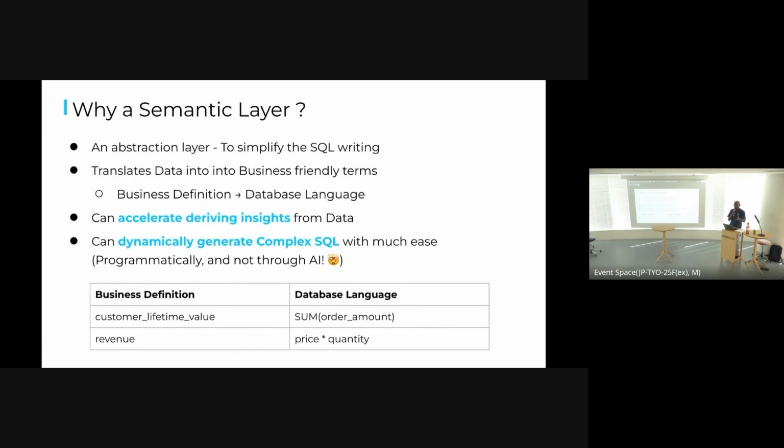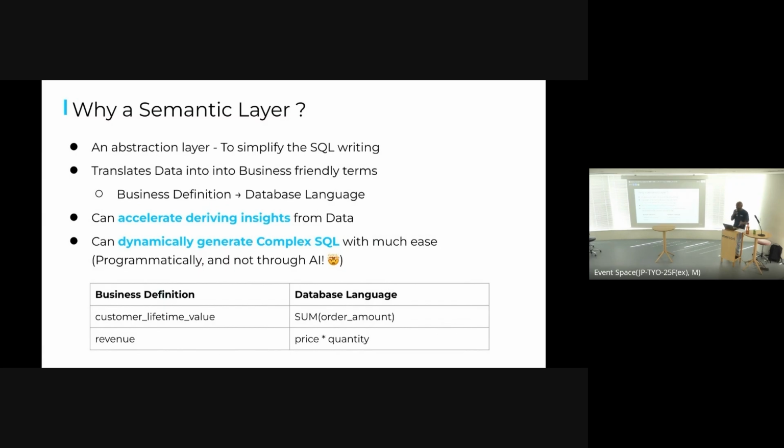Now you know briefly why a semantic layer is required. It is to convert the business definition into database language. And it doesn't just do the translation, but it also accelerates deriving insights.